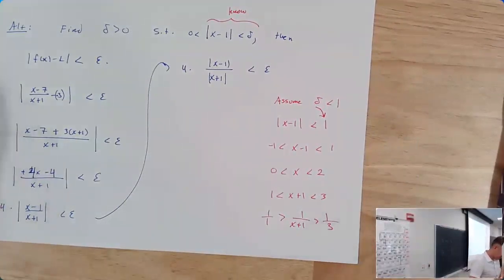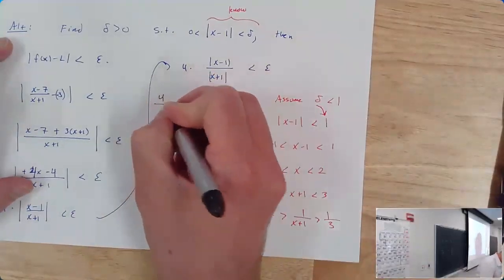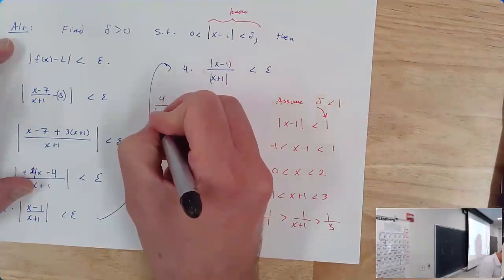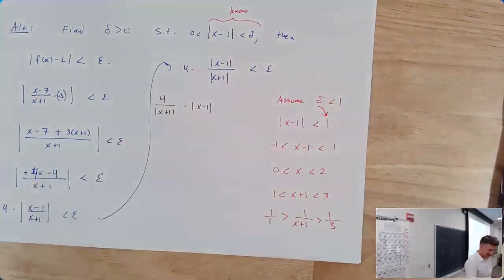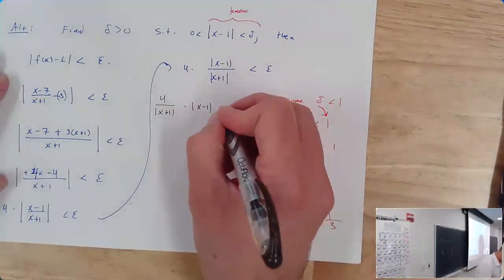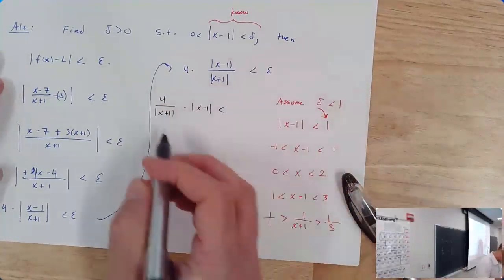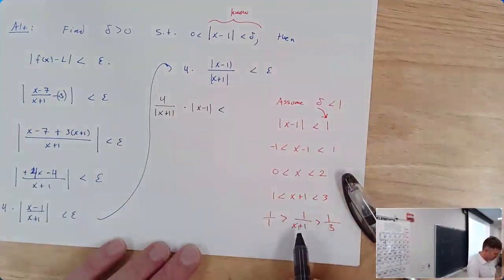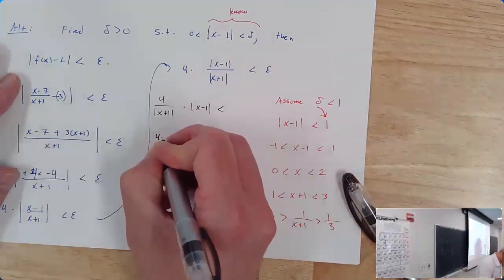We're going to say that this thing, I'm going to rewrite this as 4 over the absolute value of x plus 1 times the absolute value of x minus 1. And I'm going to say that that's less than 4, well, 1 over x plus 1 is less than 1. So 4 over x plus 1 is less than 4 times 1.